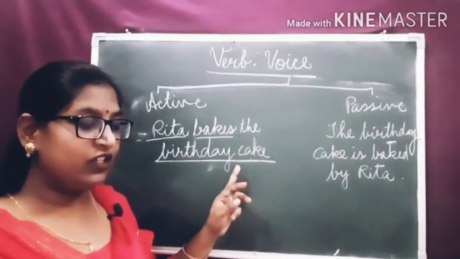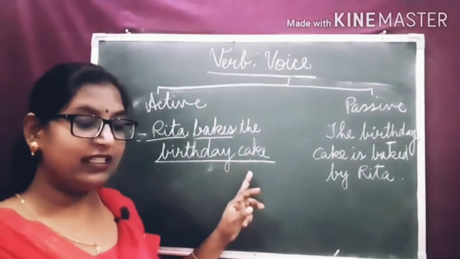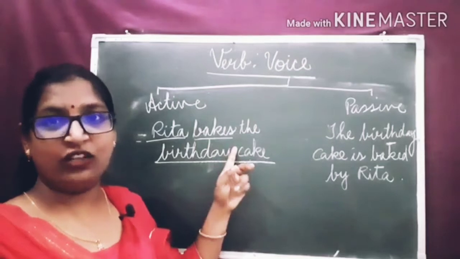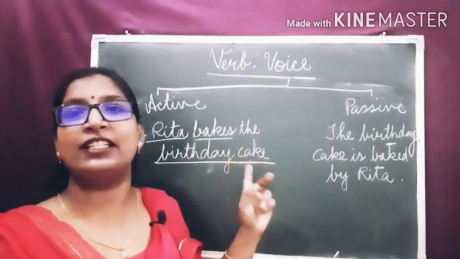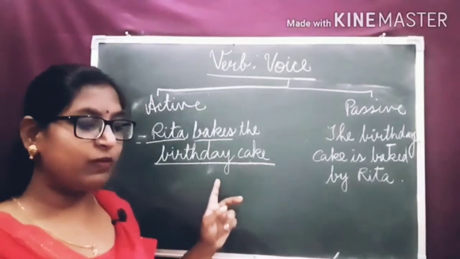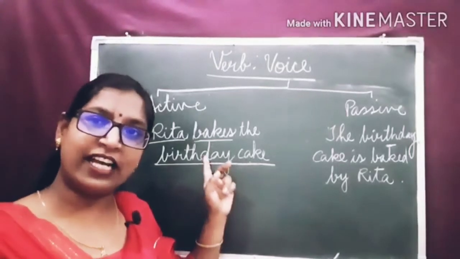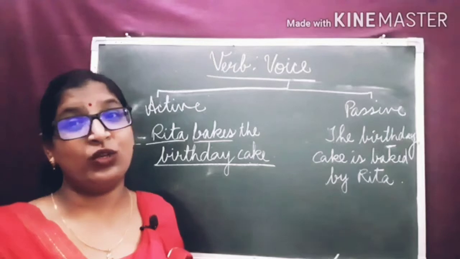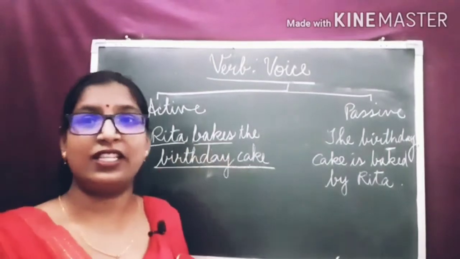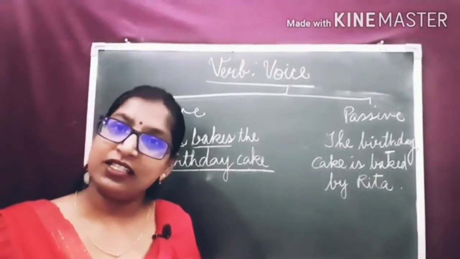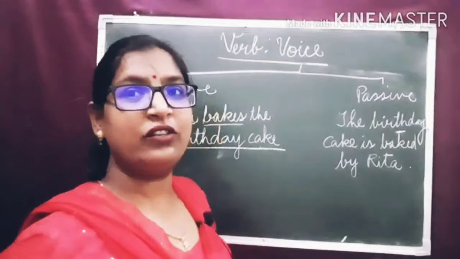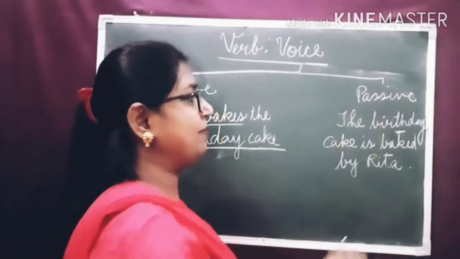Clear? So, dear children, in this sentence, as the subject performs the action, we say it is given in active voice. Here, it is active voice because the action is directly done by the subject. So, in a simple way, we can say that when the subject performs the action, it is active voice.